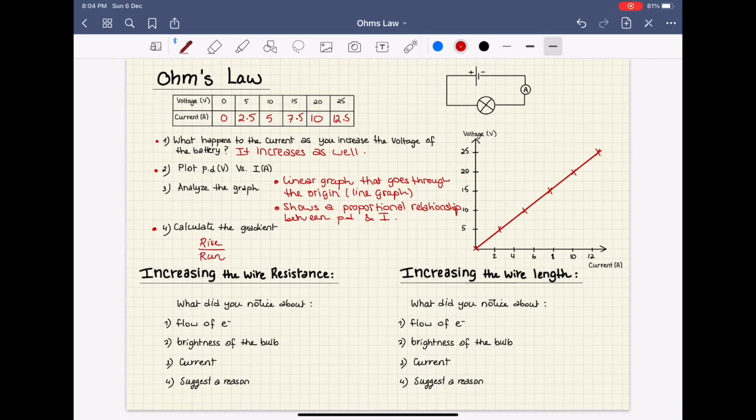We calculate the gradient by finding the rise divided by the run, choosing 2 points from the line graph. Alright, now we know that the gradient is equal to 2, but it's equal to what? You can see that your rise is in volts while your run is in amps, so it's as if we're dividing volts by amps. This quantity is called ohms. So this is the resistance.